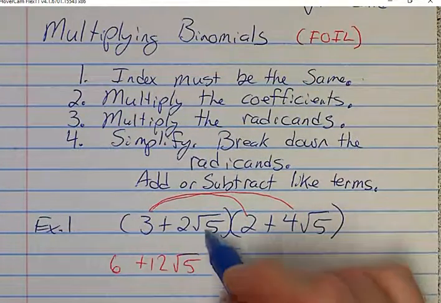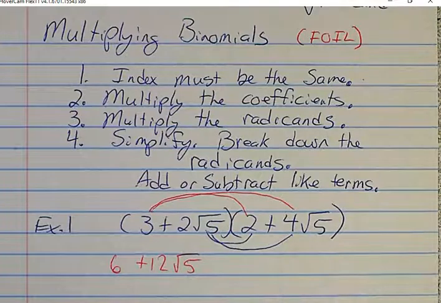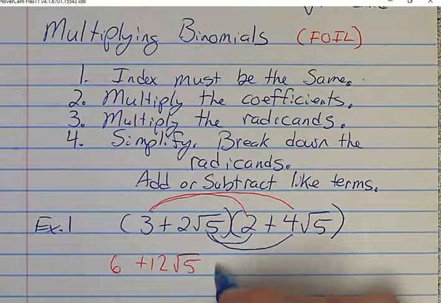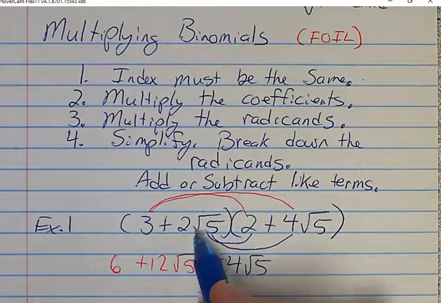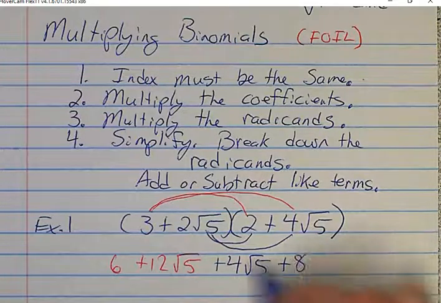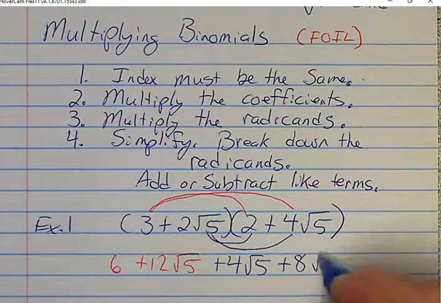Okay, so there's the first and the outer. Now we're going to do the inner and the last. So now we're going to do 2 times 4 for 8. Sorry, 2 times 2 for 4 square root of 5. And then we're going to do 4 times 2 for 8. And then we'll make sure you do square root of 5 times square root of 5 to make that 25.